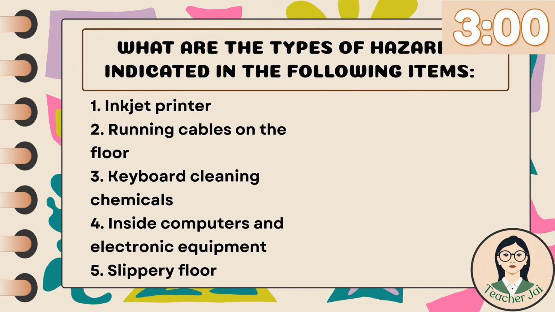Answer this on a 1/4 sheet of paper. What are the types of hazards indicated in the following items? 1. Inkjet printer. 2. Running cables on the floor. 3. Keyboard cleaning chemicals. 4. Inside computers and electronic equipment. 5. Slippery floor.